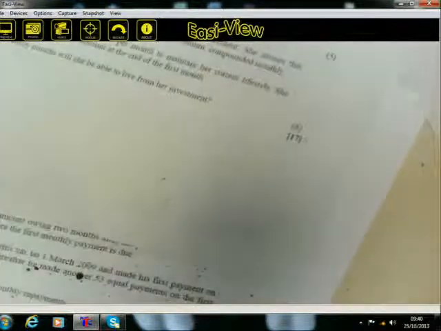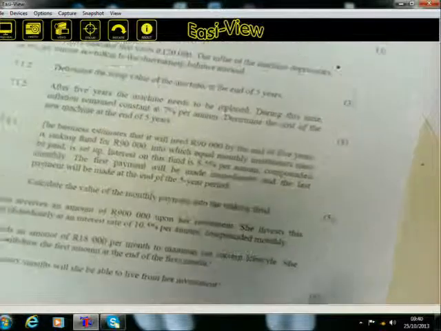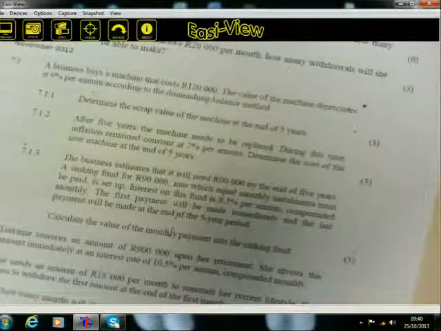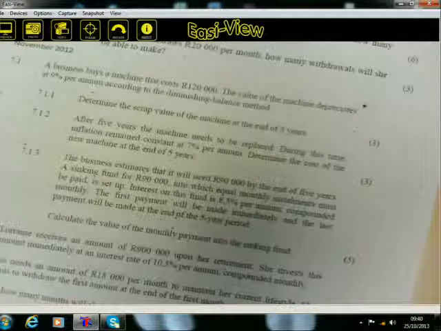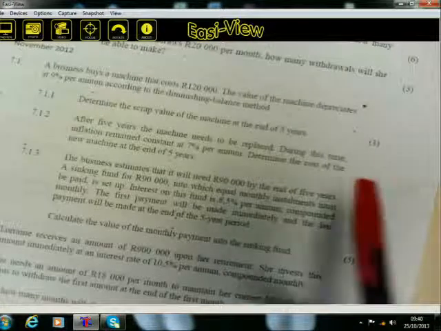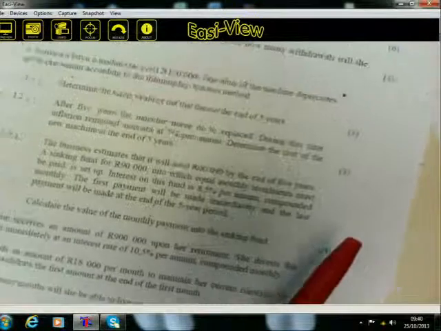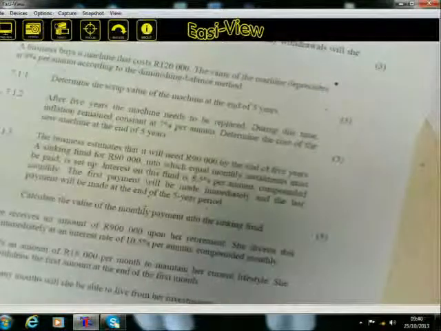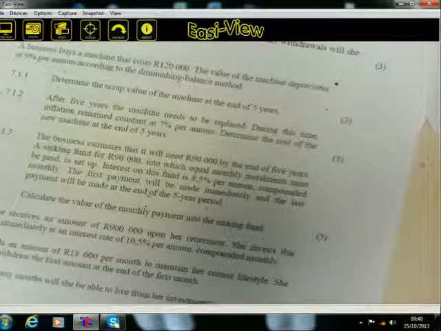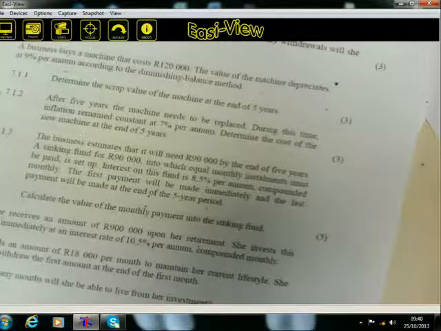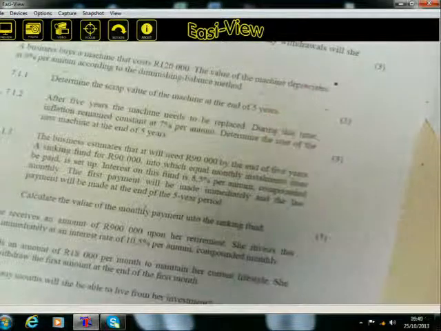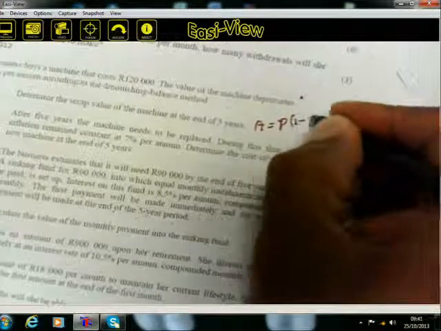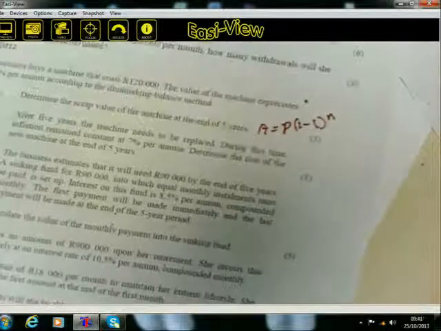Okay, now we didn't say anything with regard to the sinking funds and everything. Of course, you remember yesterday we looked at question 7. That was the last question that we did, November 2012. 7.1. You still remember what is the answer there for the scrap value? You must find the scrap value using which formula? Yes, AC equals to P into 1 minus I to the power of N.